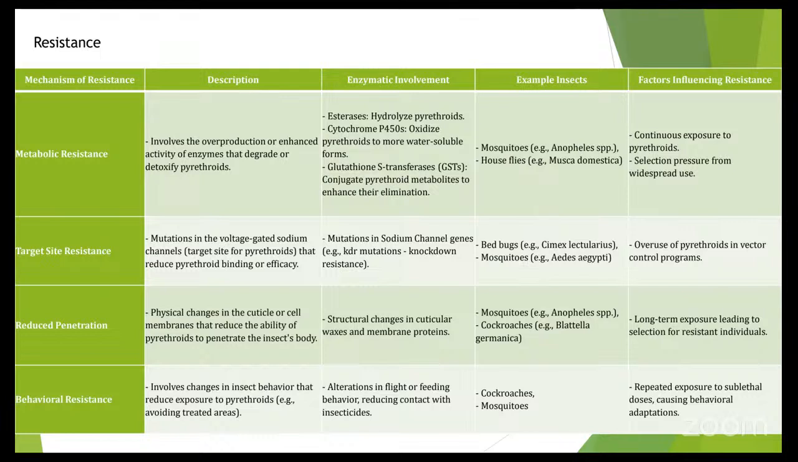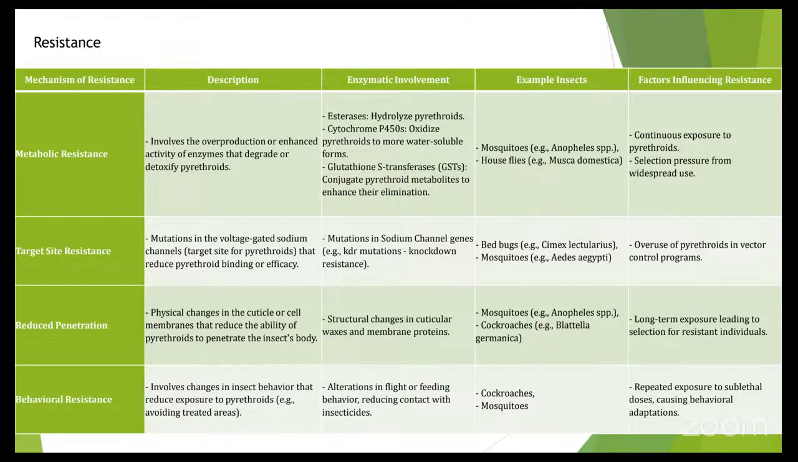If the insect does not come in contact with the treated area, then definitely there will not be any toxic effect. Most of the examples of insects that show metabolic resistance are mosquitoes and houseflies. Target site resistance is seen in bed bugs and mosquitoes. Reduced penetration is seen in mosquitoes and cockroaches. Behavioral resistance is seen in cockroaches and mosquitoes.